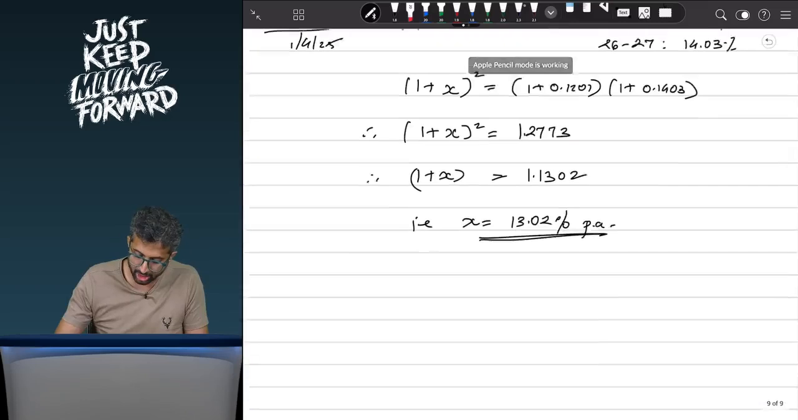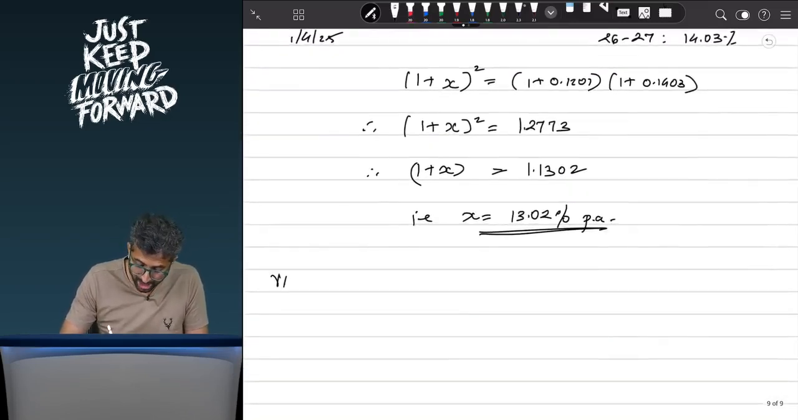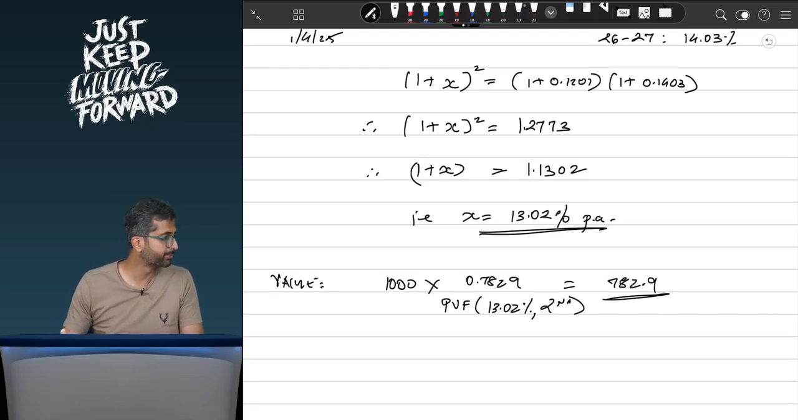So over here the workings would be 13.02, and the value, if you want to find, is the present value of future cash flows. 0 rupees received in the first year, 1000 in the second year, into the present value factor at the rate of 13.02% for the second year, and hence 1 divided by 1.1302 squared, which is 0.7829, and hence 782.9 is the value. Are we clear with this?